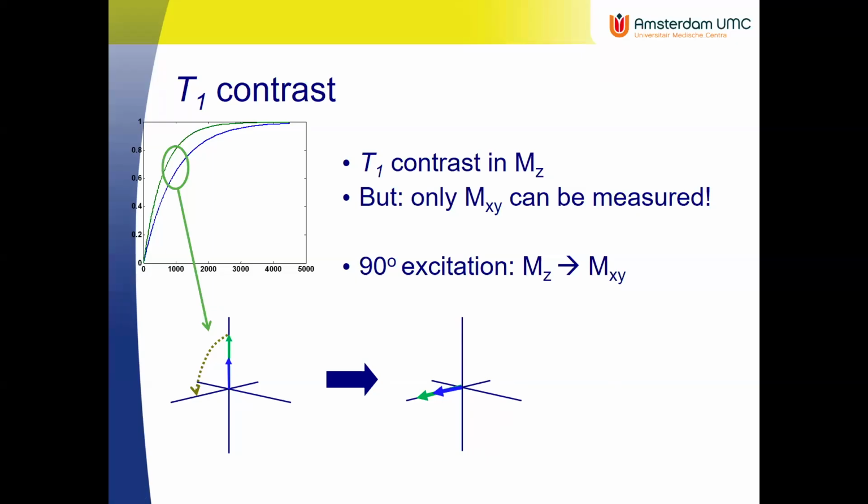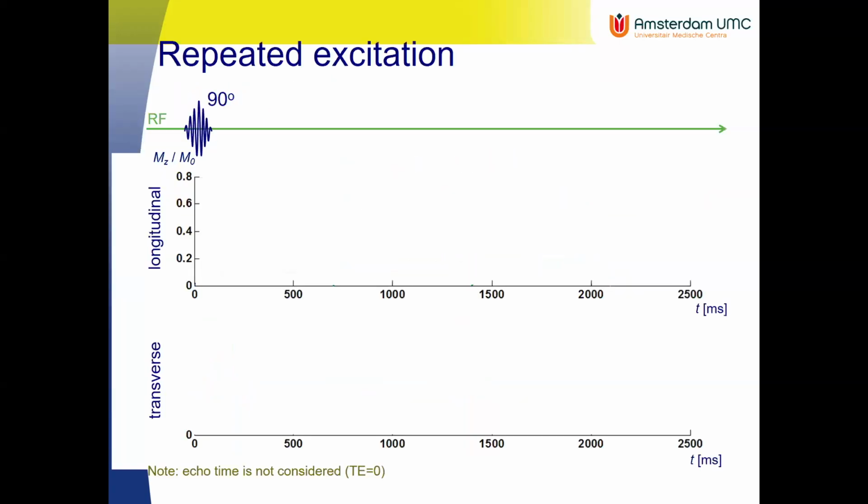Okay, so that's a pretty complex process because I actually need two 90 degrees excitation pulses to get a signal difference representing the difference in T1 relaxation speed of the two tissues. Let's see how we can use that in a practical way. So we need a repeated excitation. And let's start off having a look what happens in time.